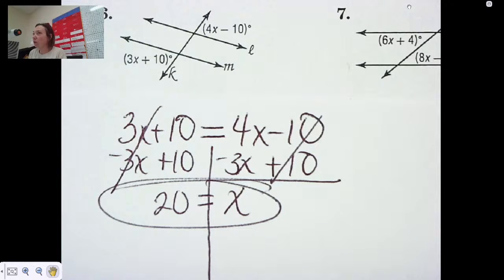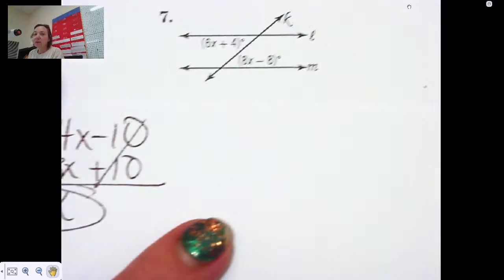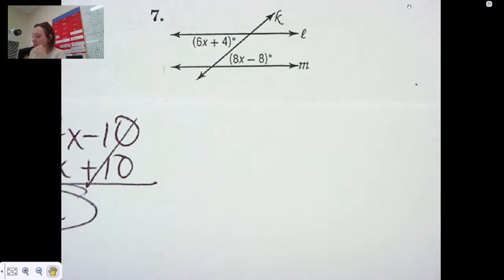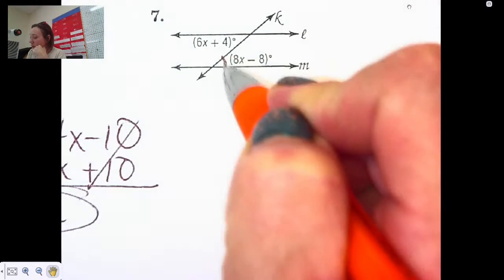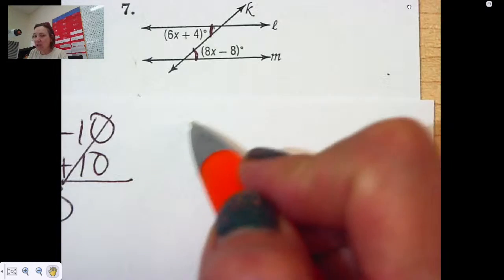Y'all good so far? Okay. What about number 7? What do we know with those two angles? So that you know, it's this angle here and this angle here. What do we call them? Alternate interior. Man, y'all are on this. And what do we know about alternate interior angles? They are congruent. That means, how do we write this equation?